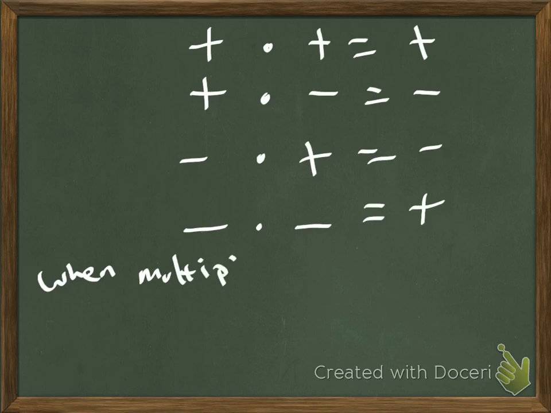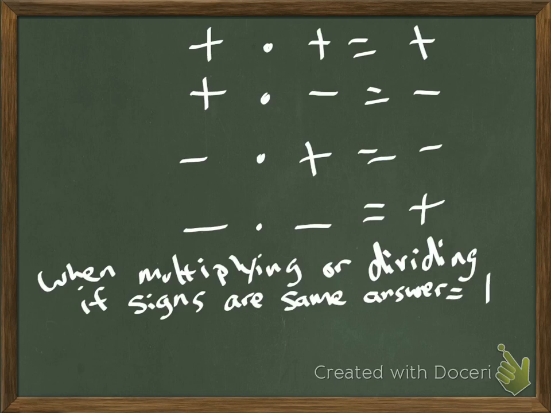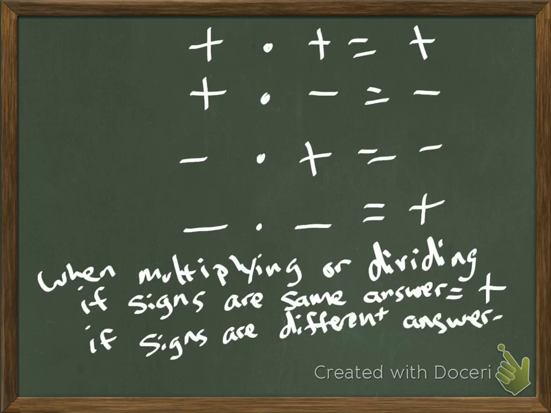That rule says when multiplying or dividing, if my signs are the same, like I have a positive and a positive, my answer is also going to equal a positive. And if my signs are a negative and a negative, my answer will also equal a positive. But this rule also says if my signs are different, then that means that my answer is always going to equal a negative.